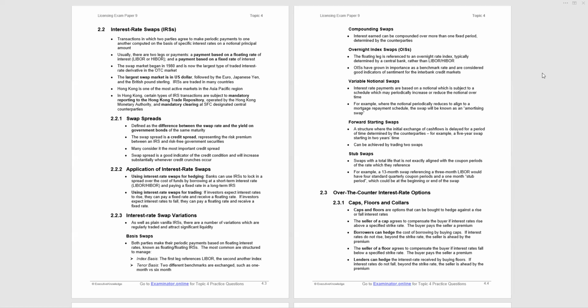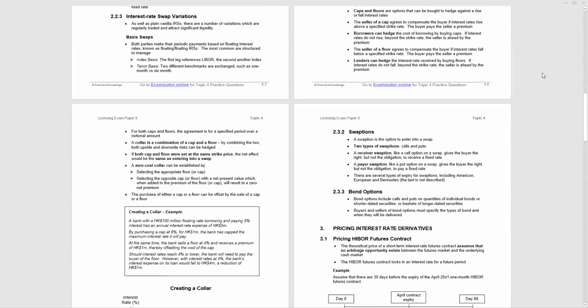Seller of a cap will agree to compensate the buyer if interest rates go up, and the seller of a floor will agree to compensate if the interest rates go below a specified strike rate. And right at the bottom there, we're told lenders, investors, can hedge interest rate received by buying floors, so that if the interest rate falls, you're not going to get as much on your investment, but you will be compensated by the seller of the floor.